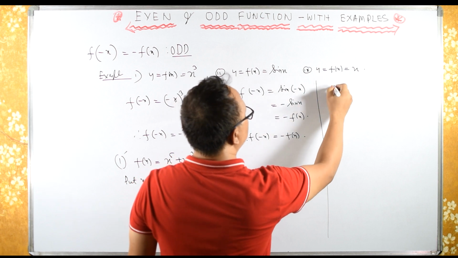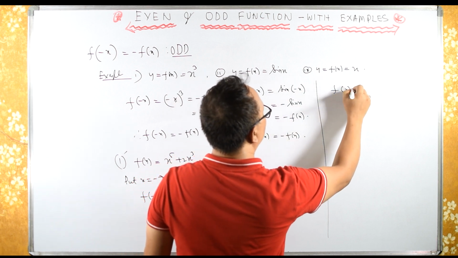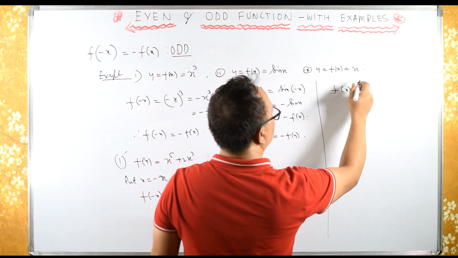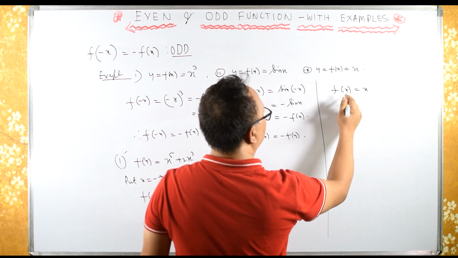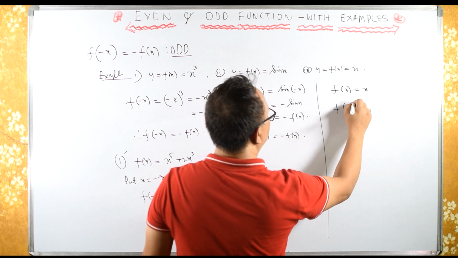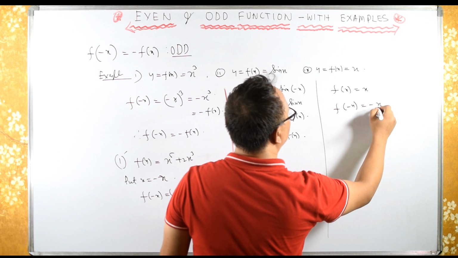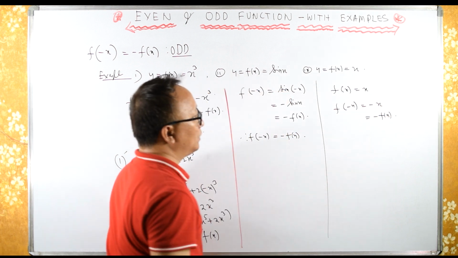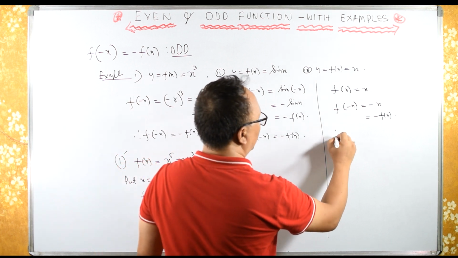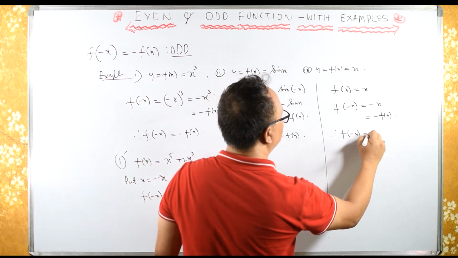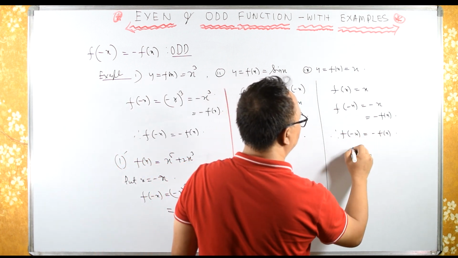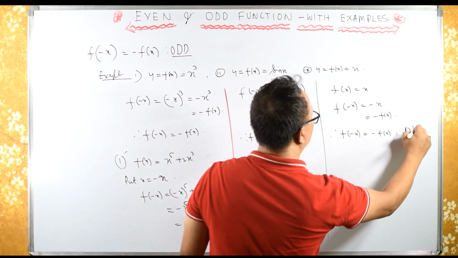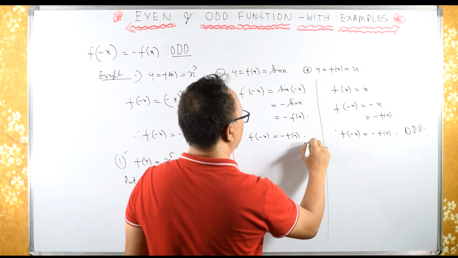Similarly, over here, you can check f of x equals x. When I substitute minus x, f of minus x is minus x. Therefore, this is minus f of x. Therefore, f of minus x becomes minus of f of x. Therefore, it is an odd function. Here also, this is an odd function.